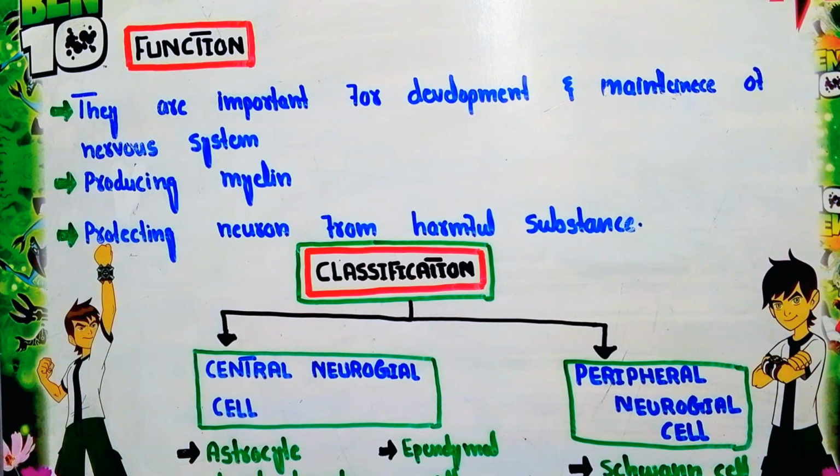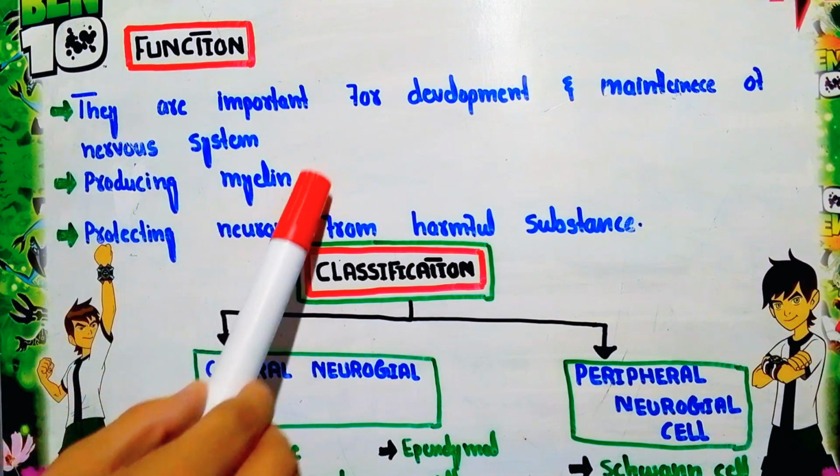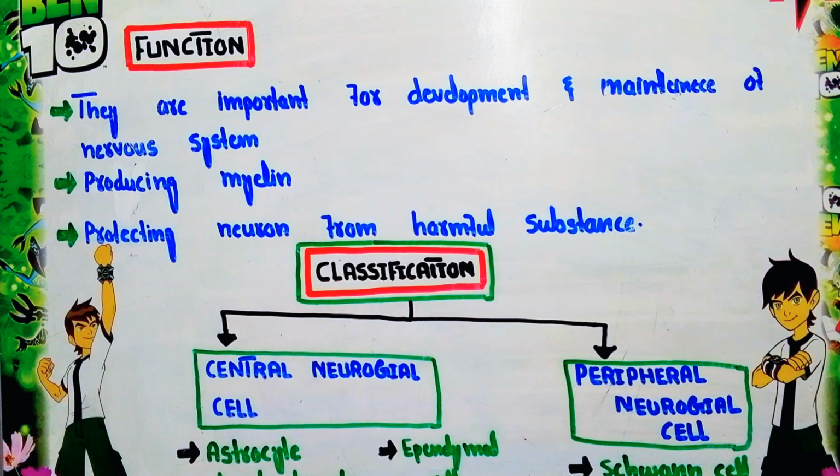Now the second function is to produce myelin. The neuroglial cell is able to provide myelin, a lipid routine found around the axon of the neurons. This myelin provides insulation to the axon of the neurons. So what is the function of this myelin? It is able to increase the speed of conduction. In this way, the neuroglial cell increases the speed of conduction in the axon of the neurons.